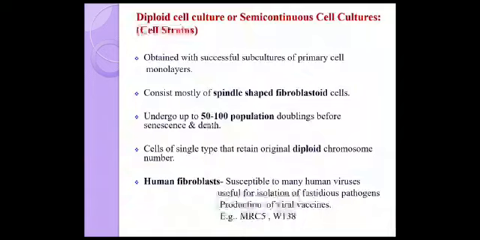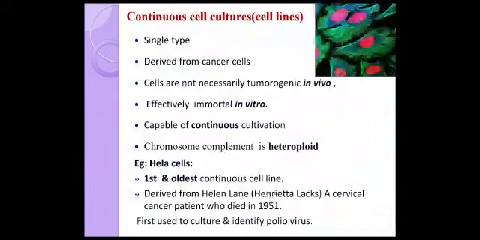The diploid cell lines, or semi-continuous cell lines, are obtained with successful subculture of the primary cell monolayers. These consist most often of spindle-shaped fibroblastoid cells. They undergo a doubling time of about 50 to 100 generations before they die. The cells are of a single type that retains the original diploid chromosome number. Examples are the MRC5 and WI38 cell lines.